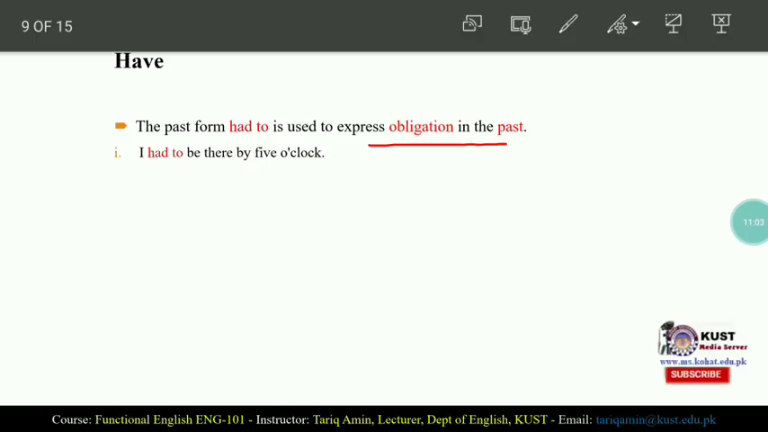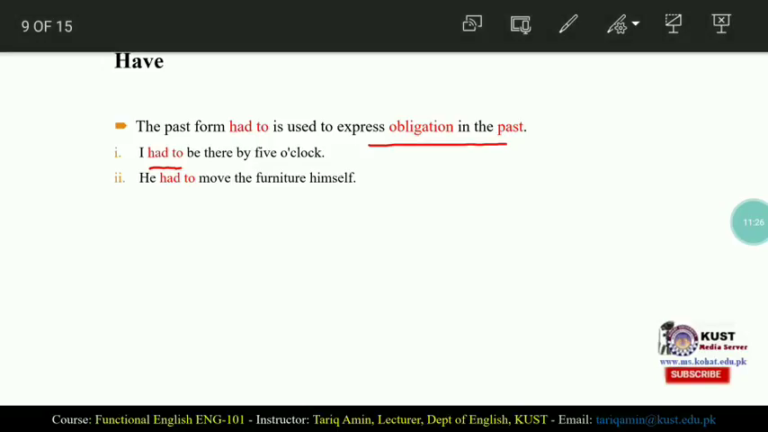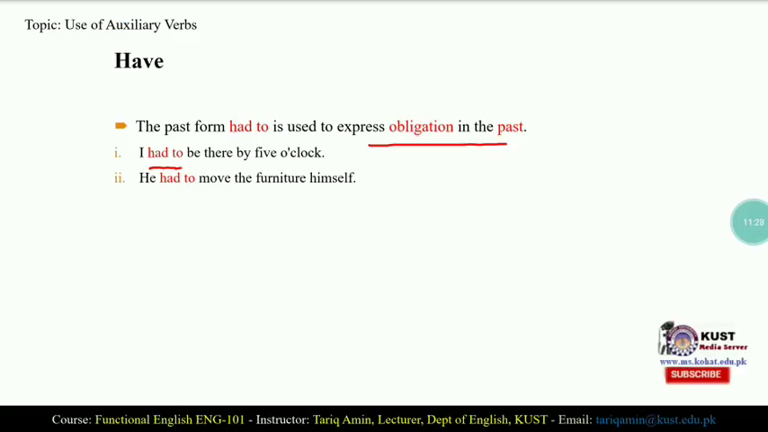For example, I had to be there by 5 o'clock. Had to indicates obligation in the past, that I had to be there by 5 o'clock. Yesterday, for example, we can say that yesterday I had to be there by 5 o'clock. And he had to move the furniture himself yesterday. It indicates obligation in the past.